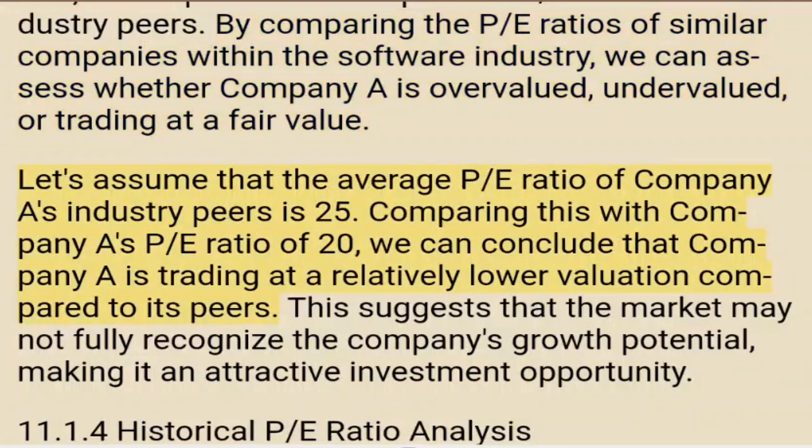Let's assume that the average P/E ratio of Company A's industry peers is 25. Comparing this with Company A's P/E ratio of 20, we can conclude that Company A is trading at a relatively lower valuation compared to its peers. This suggests that the market may not fully recognize the company's growth potential, making it an attractive investment opportunity.